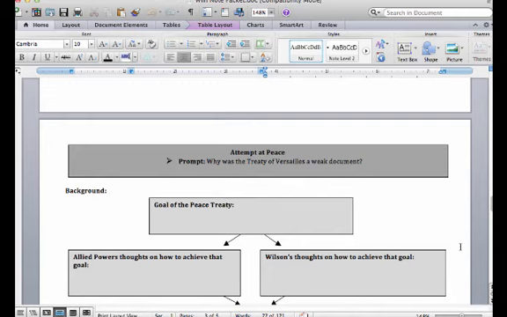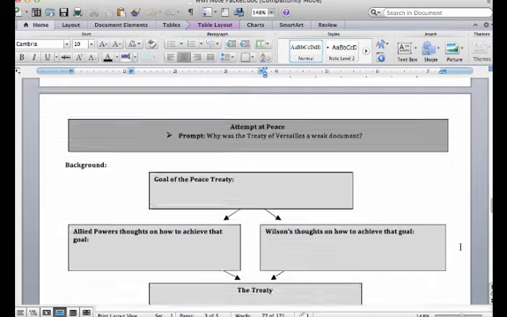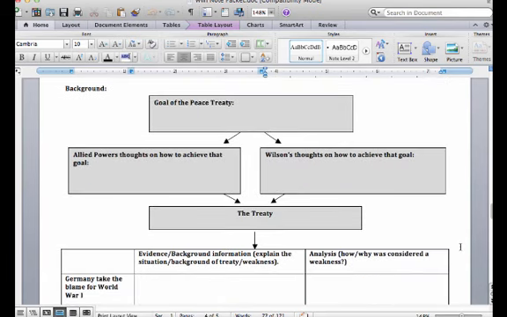So why was the Treaty of Versailles a weak document? Well, we have first the goals of the treaty, and it was to make the world safe for democracy. It was the war to end all wars. And so there's two thoughts on how to do that. If you get in trouble, how are we going to make sure you don't do it again? Well, we could punish you, which is the Allied powers. If we punish them really bad, they won't do it again.